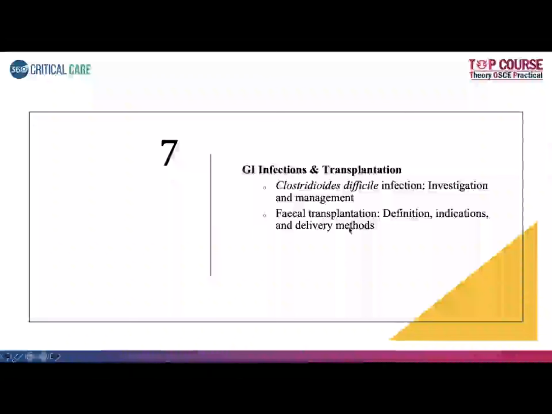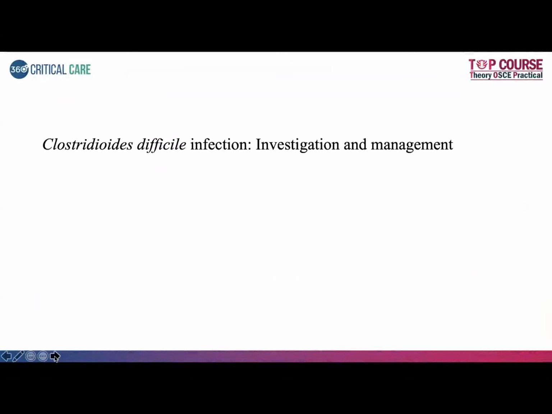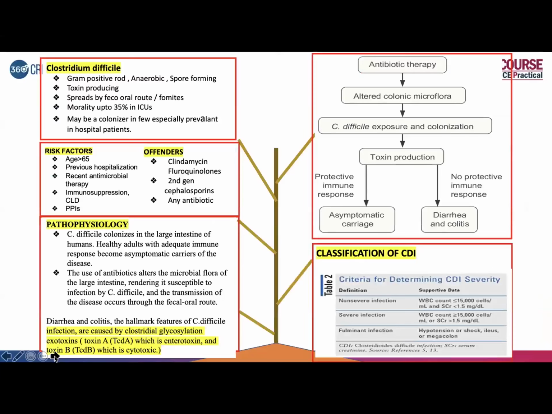So the next topic is on C. diff infection and fecal transplantation. So Clostridioides difficile. The new name is not Clostridium difficile, it's Clostridioides difficile infection. It's a gram-positive rod, anaerobic, spore-forming, toxin-producing. And the main modes of spread are the fecal-oral route and fomites.